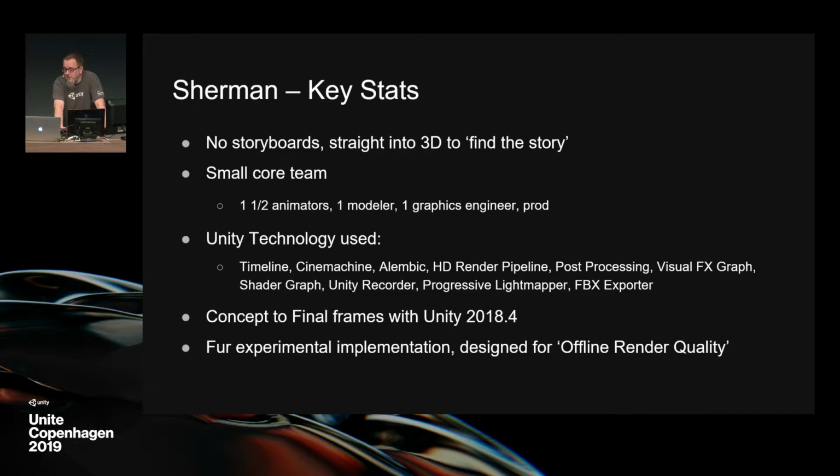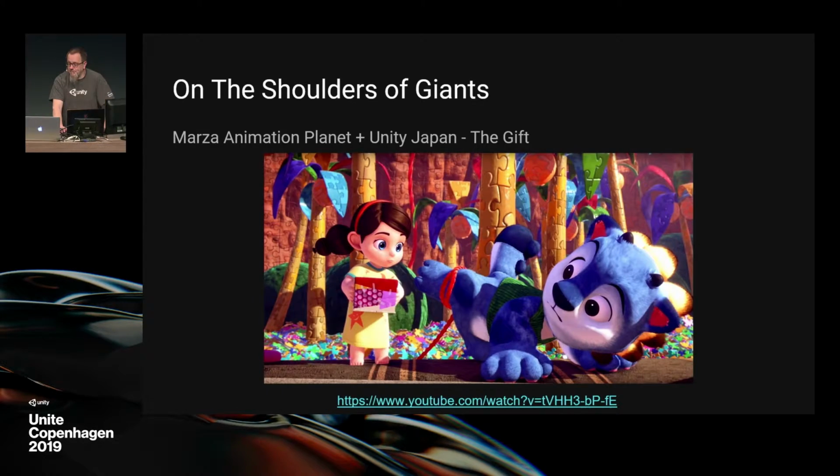Obviously, the core technology we used is the standard Unity tech stack. Timeline, Cinemachine. Alembic is sort of the first new element that we added here that we hadn't really worked with before, or recently. The HD render pipeline, the VFX graph, and so on. We went from concept to final frames in 18.4. There was no modification outside. All of the frames were rendered straight out of Unity. And then obviously we had this initial fur implementation that we're trying to target offline render quality.